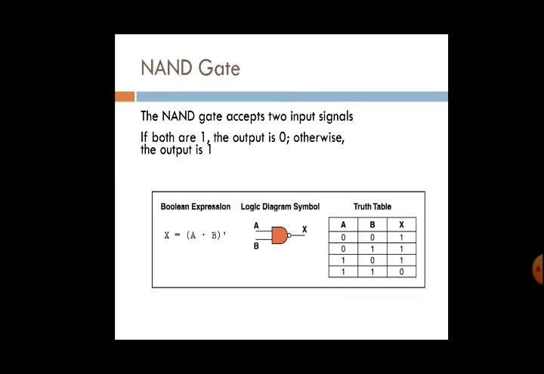Actually, NAND gate is AND plus NOT gate. So to understand NAND gate, let us take AND gate and invert the output using NOT gate. So NAND is equal to AND plus NOT. See the truth table. It is exactly opposite to AND gate. When A and B both are 0, output is 1. When A and B both are 1, output is 0. See the Boolean expression, A dot B, whole bar. This is the NAND gate.